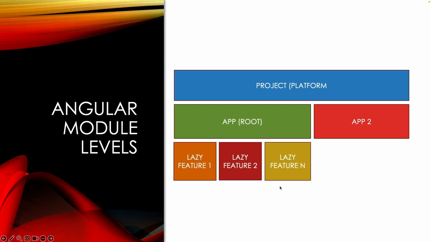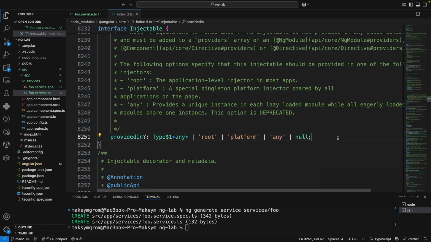In Angular, you can think of a project as a platform where several applications are hosted. So if you have two or more applications rendered on the same page, providedIn platform will create one shared instance across all applications. I have never worked on such a project, so I haven't used that configuration yet. Maybe in a future video, I will create a mock application to explore its benefits. As a result, we are interested in root and null only.